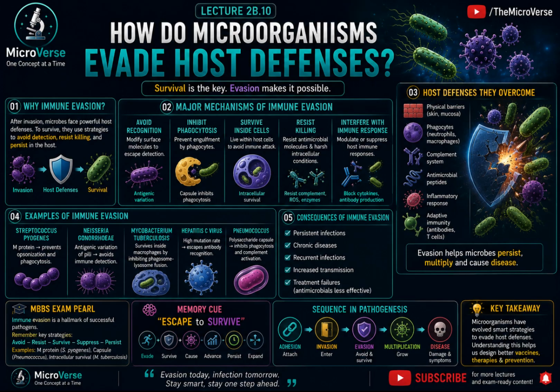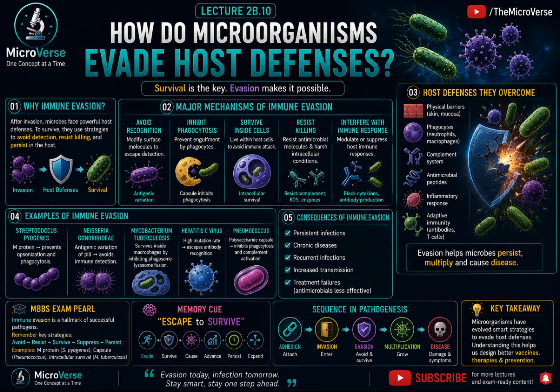So, if I ask what immune evasion is, the answer is: the ability of a microorganism to avoid, resist, or interfere with host immune defenses, allowing survival and persistence within the host. So remember four high-yield examples. First, capsules, which inhibit phagocytosis. Then antigenic variation, which avoids recognition. Then tuberculosis, which is intracellular survival. And complement interference, which increases survival.